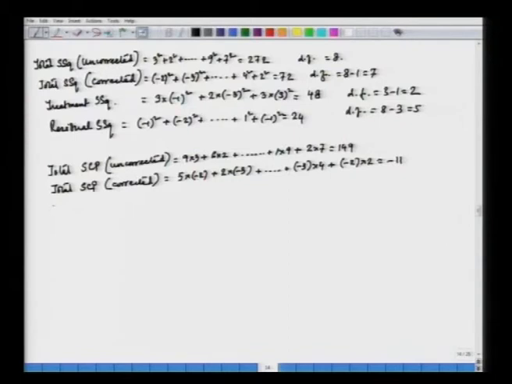And then we have the treatment or between sum of cross products, treatment sum of cross products. This will be 3, which is the number of observations, the common number of observations in the first group.